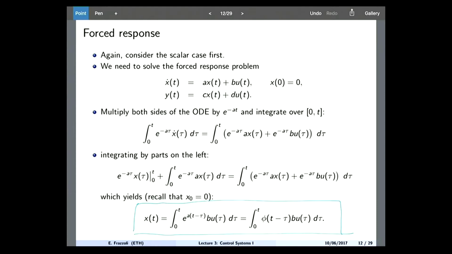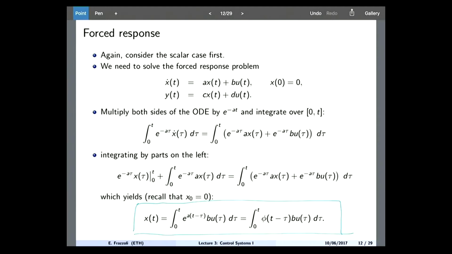So how do you integrate this equation? One way of integrating that equation is, so I had to integrate this equation here, okay? One way of doing that, I'm telling you, okay? So you can figure out different ways, okay? It's not the only way. One way of doing that is multiply both sides by e to the power minus a tau on the left and on the right, and then integrate between 0 and t.